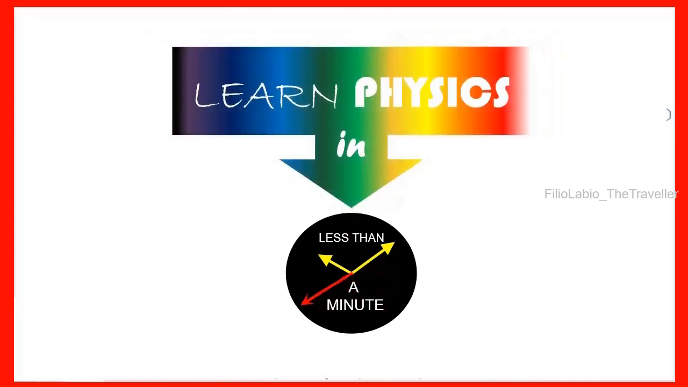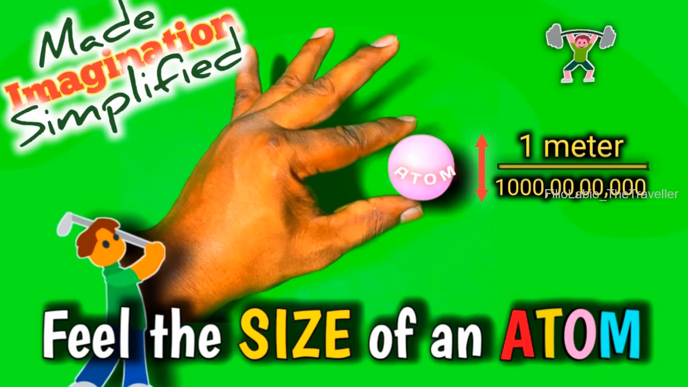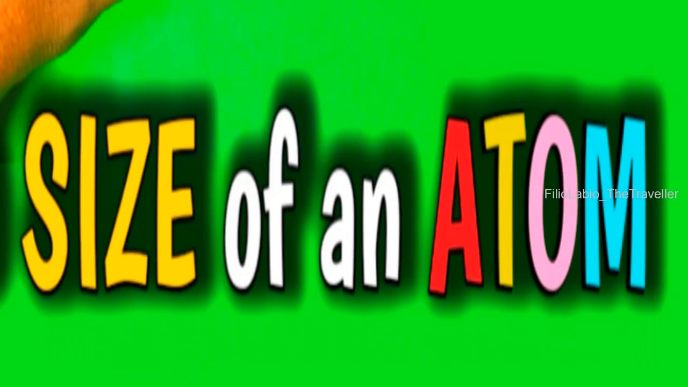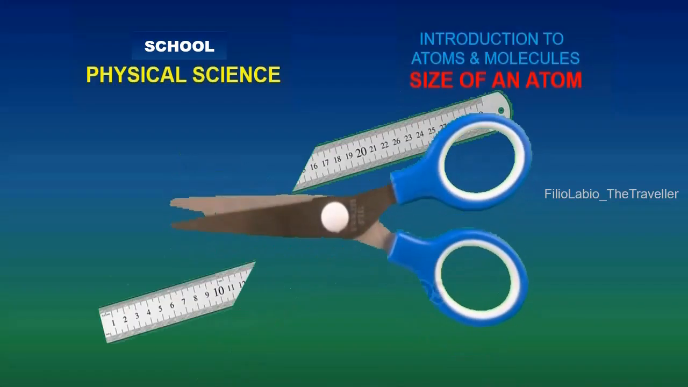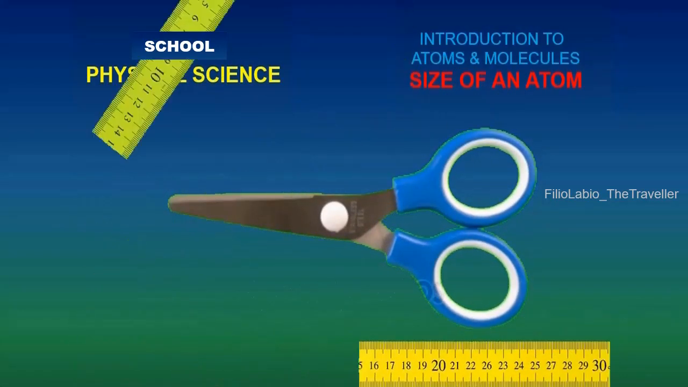Learn physics in less than 1 minute. Today's topic is the size of an atom. Take a 30 centimeter ruler, cut it into 2 pieces. Each piece is of 15 centimeters.